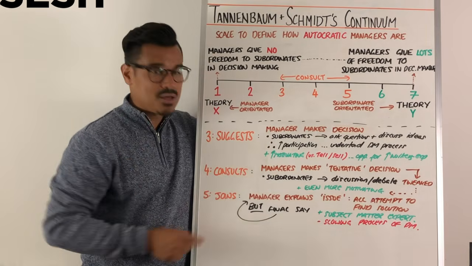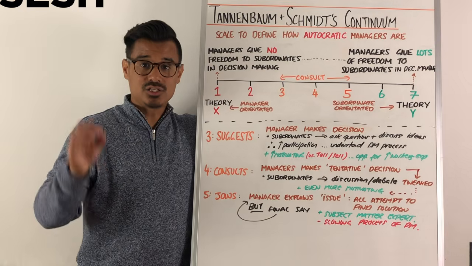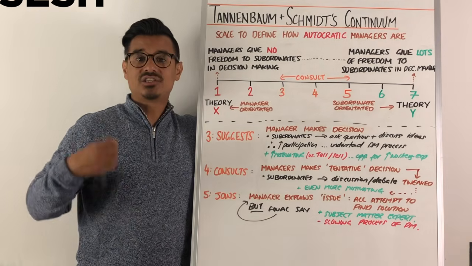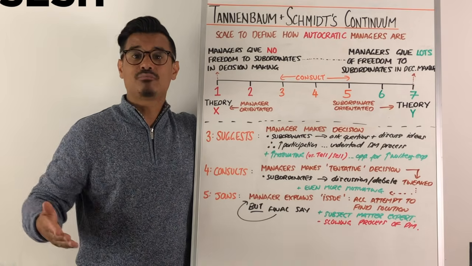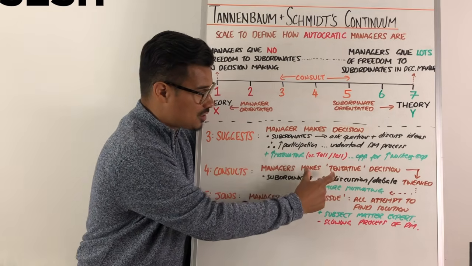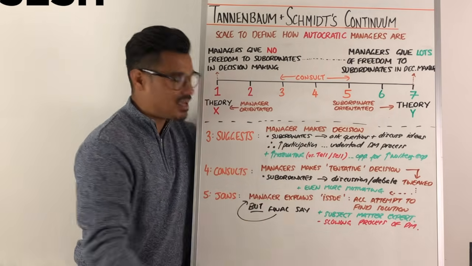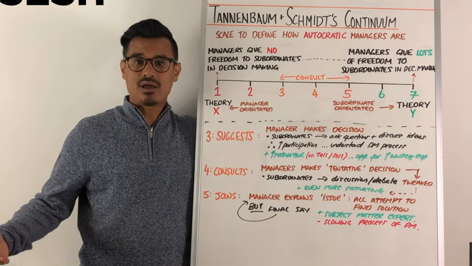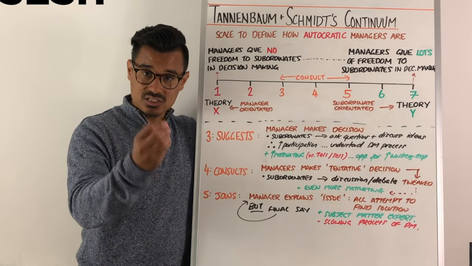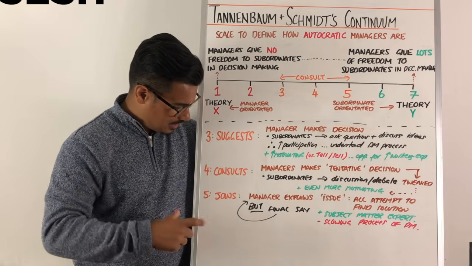The next on the scale is consults. So consults is that managers make a tentative decision, and then subordinates are invited for discussion and debate about that decision-making process and they could potentially tweak that original decision that's made. So they could tweak it and therefore they feel more motivated because they're part of that process. They have influenced even more the policy. They have influenced the decision because they have tweaked it slightly.